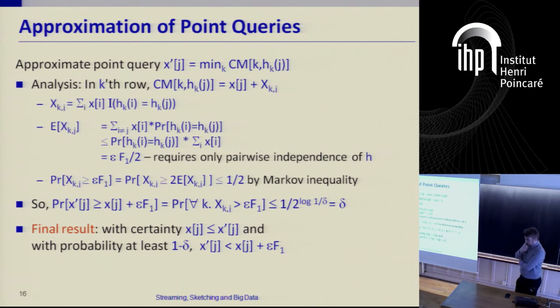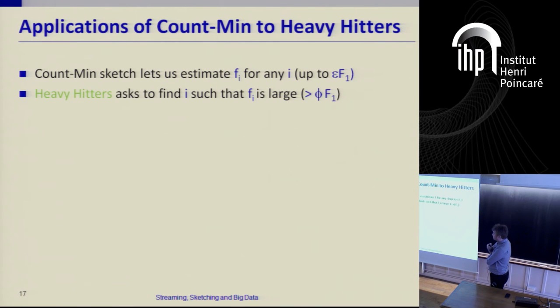Okay. So that lets you find, if you give me an index, I'll estimate the frequency associated with that. Provided the frequency is moderately large, more than some fraction of the total mass, I'll give you a reasonably good estimate of it. If it's small, then it just gets lost in the noise.